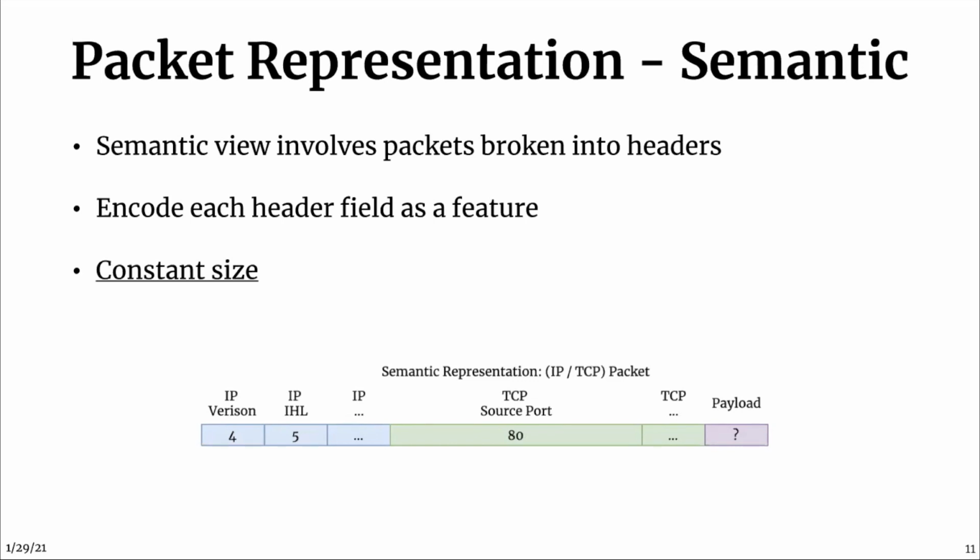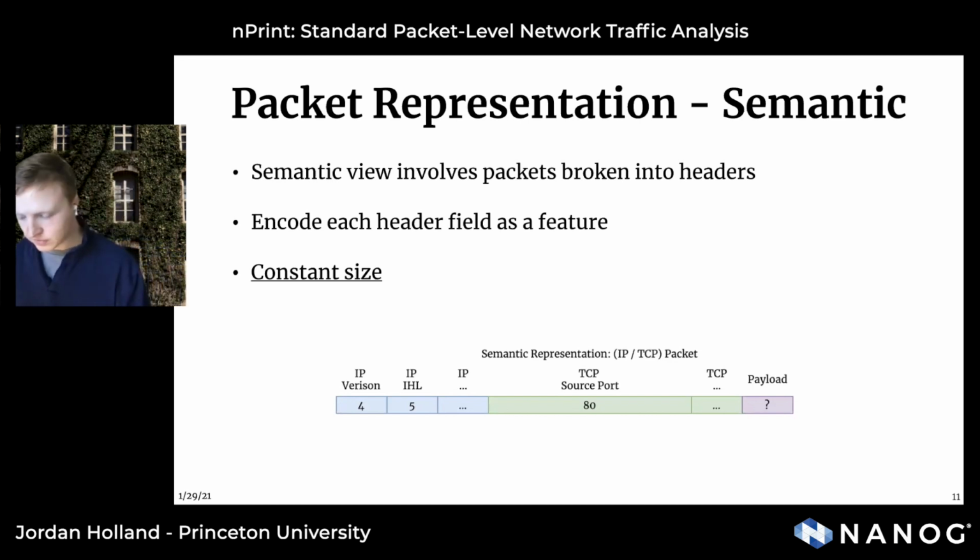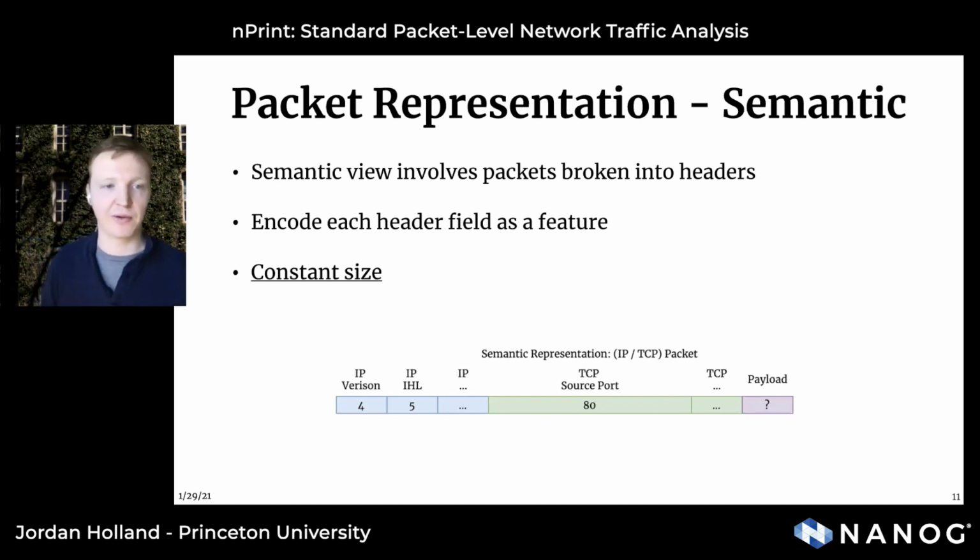And we can actually encode each header field. So the TCP source port is just encoded as itself, and the IP version encoded as itself. The TCP source port would be 80 in this instance, and the IP version would be 4, and we represent that to a classifier. And this is going to be constant size, right? We can just extract every feature, every field of every packet header that we know of, and represent them all to a classifier.